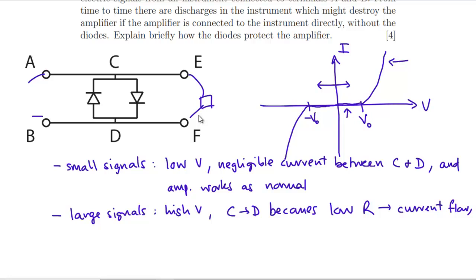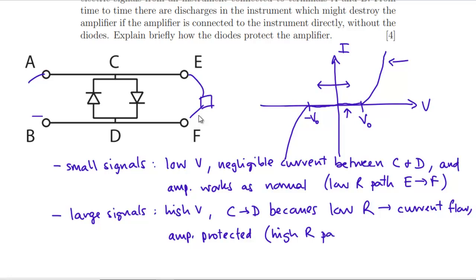Whereas for the small signals, the low resistance path is between E and F. So you might want to put it that way round as well. E to F is the low resistance path, whereas here the amplifier is protected because it's the high resistance path. So this is really what we're trying to do with these diodes. We're trying to flip the resistance around, which determines the path that the current is mostly going to follow.